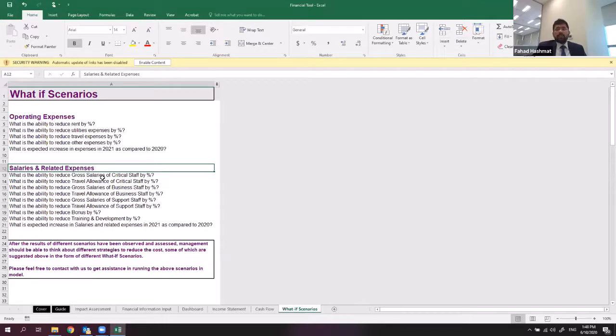Because eventually, for any business to survive this environment, they have to come up with a solid strategy. And once that strategy is established or developed, or in doing so, we need to see the quantification of the numbers. And that's where this model can be really helpful.